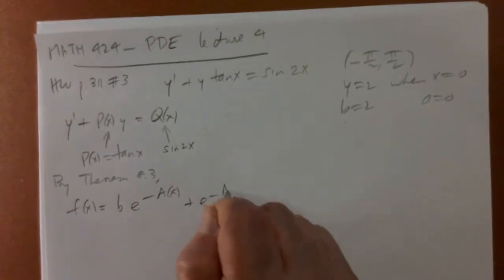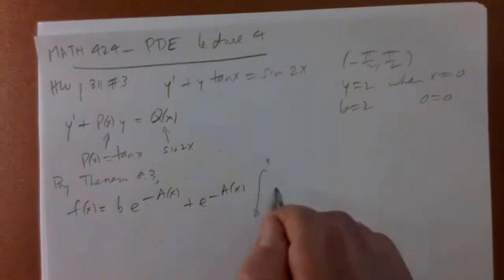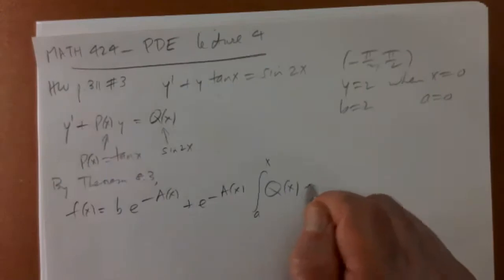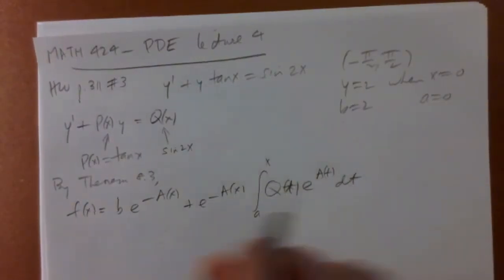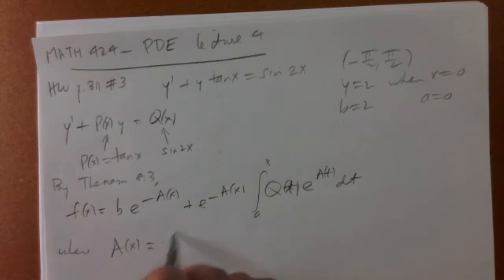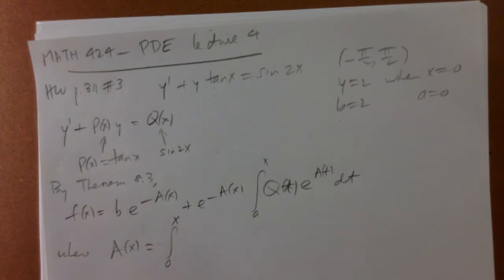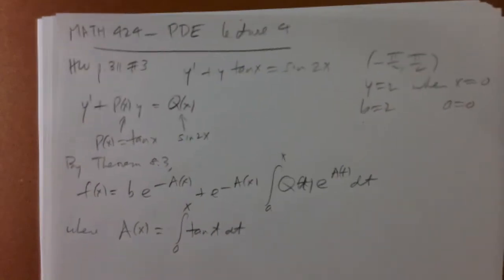Plus e to the minus A of x, integral from a to x, q of t, e to the A of t, dt, where what is A of x? A of x is the integral from a to x, a is 0, the integral from 0 to x of p of t, which is tangent t, dt. Okay.